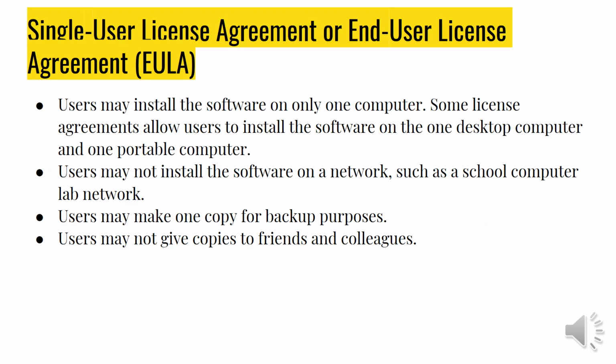Users may install the software on only one computer. Some license agreements allow users to install the software on the one desktop computer and one portable computer. Users may not install the software on a network such as a school computer lab network. Users may make one copy for backup purposes. Users may not give copies to friends and colleagues.